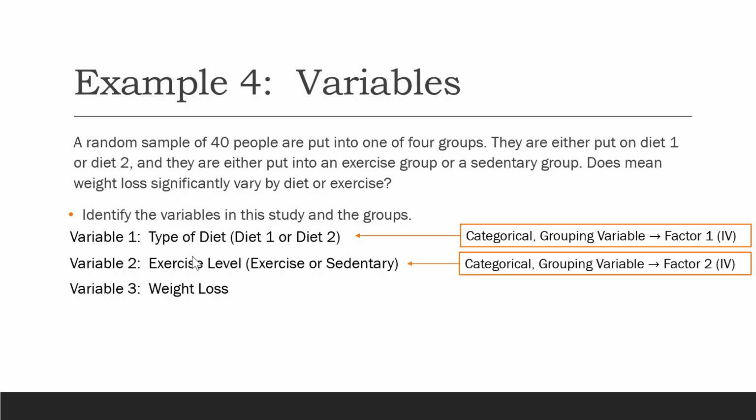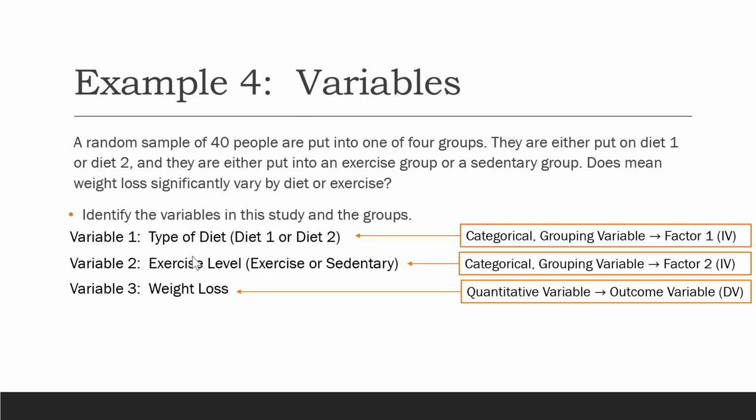Variable two is factor two. Those are our factors, our independent variables. And then our weight loss variable is our quantitative outcome, our dependent variable, right? But I want to make note here, diet one and diet two does not make two separate variables. It's a part of one variable, but that variable takes on two values.